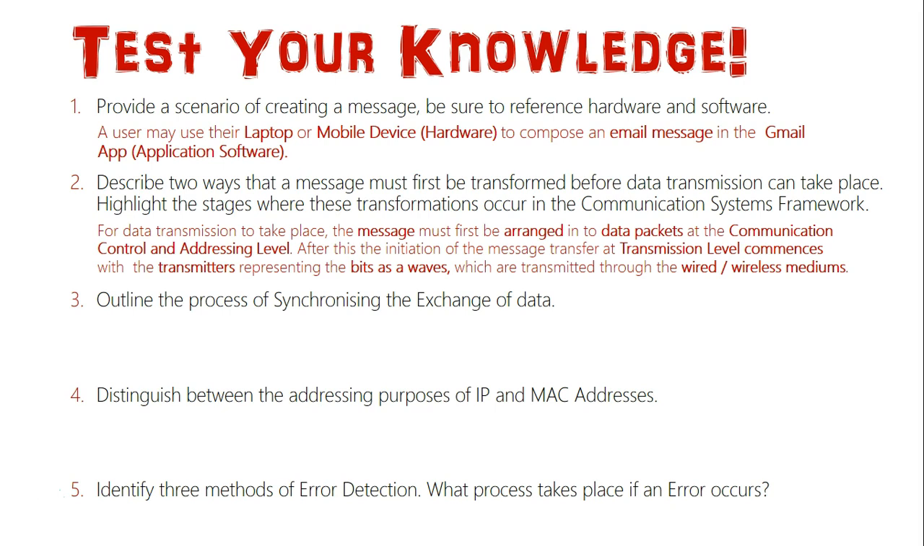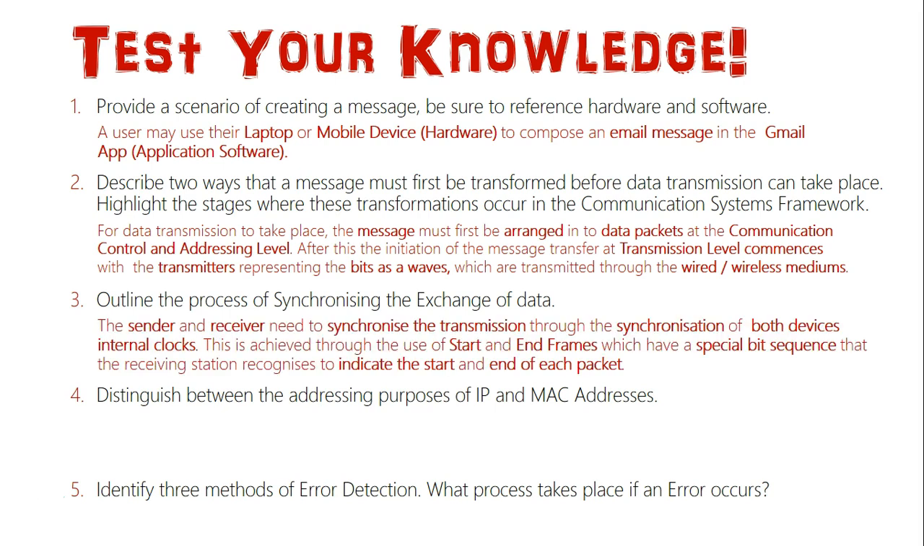Question 3, outline the process of synchronizing the data exchange. So this is making sure that both the transmitter and receiver are synchronized, basically as data is transferred between them. Now, this occurs through the sender and receiver synchronizing their transmission through synchronizing both devices' internal clocks, which is achieved through the use of start and end frames, which have a special bit sequence that the receiving station recognizes to indicate the start and end of each data packet.